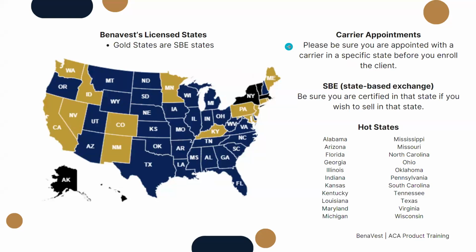And then again, carrier appointments. Be sure you are appointed with a carrier in a specific state before you enroll the client. So let's say we're in Kansas, for instance, you have a client, they want United Healthcare, but you're contracted with United Healthcare in Florida, that's your main state. You want to be sure that that other state, Kansas in this example, is added to your United Healthcare. So always send an email to office@Benevest, ask our team.